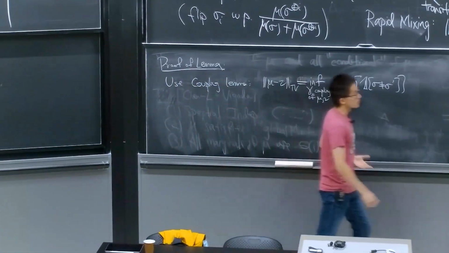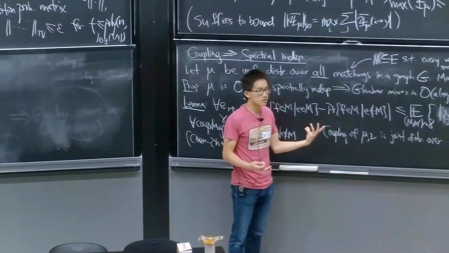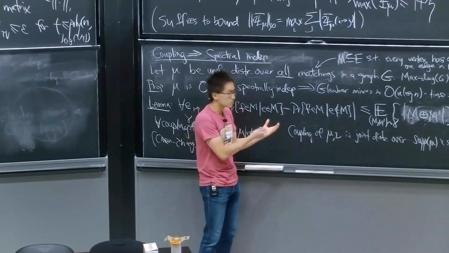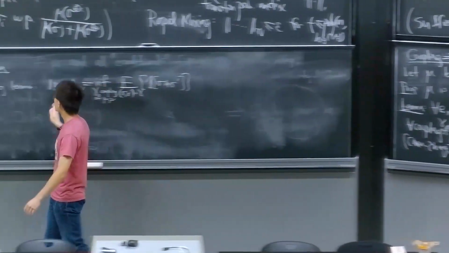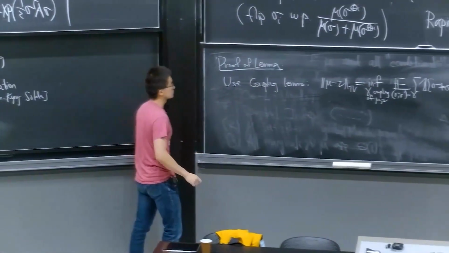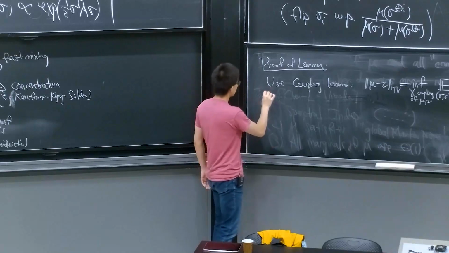Essentially, how this is going to go is we're going to relate this object here to a total variation distance, use the coupling lemma to then relate that to a coupling, and so on. So we're just going to use this. I'm not going to prove it.